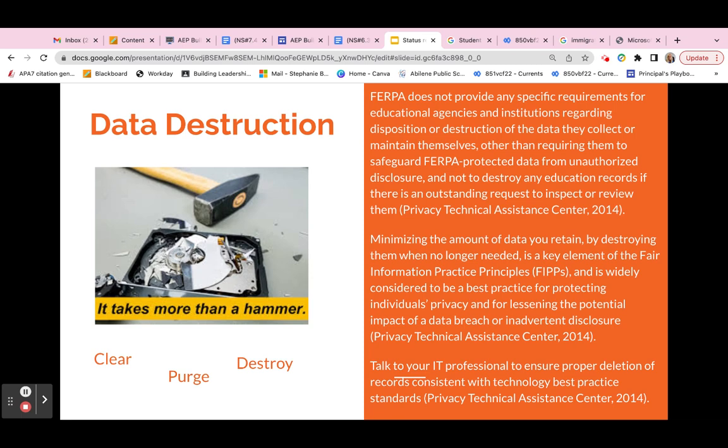We want to make sure that we're avoiding using just a file deletion, a disk formatting, or one-way encryption to dispose of sensitive data, because these methods are not effective and they leave the majority of the data intact, which is going to make it more vulnerable to being retrieved or getting into the wrong hands of people we don't want to have it.